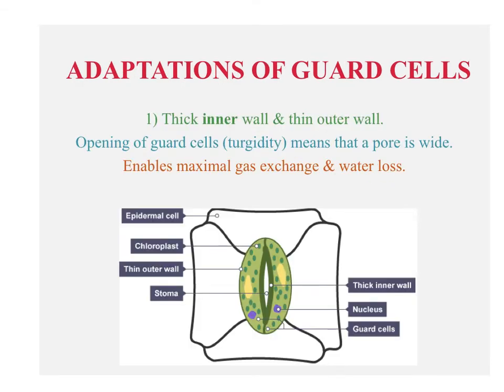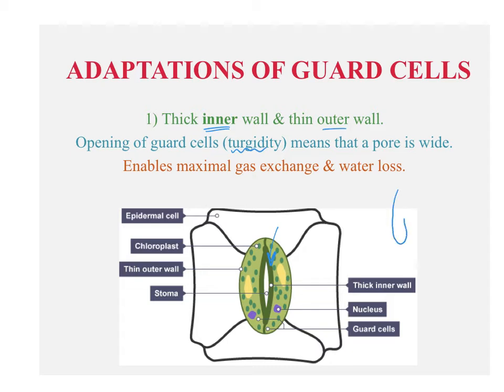So the first adaptation is that our guard cells have got a thick inner wall that you can see on the diagram by the slightly darker green line on the inside, and a thin outer wall. When we've got the guard cells opening, so when they're turgid, the pore is wide. Now if that doesn't really make sense, we'll have a go at a diagram.